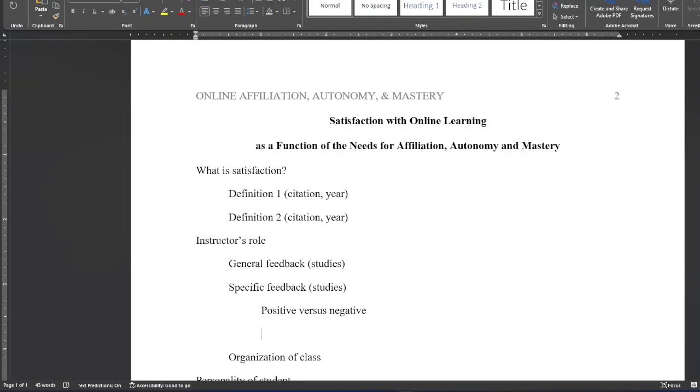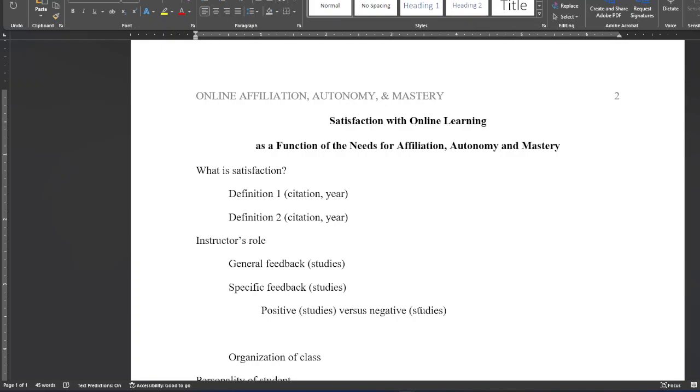Do students feel better and like the class more if they were encouraged throughout, or did they like it more if they were given constructive feedback that allowed them to ultimately grow and develop? I don't know. I would look at positive versus negative, and maybe I have studies that looked at the role of positive, and maybe I have different studies that looked at the role of negative feedback. And so I want to make sure I'm putting those citations in here as I go along, so I don't forget who said what and things like that.